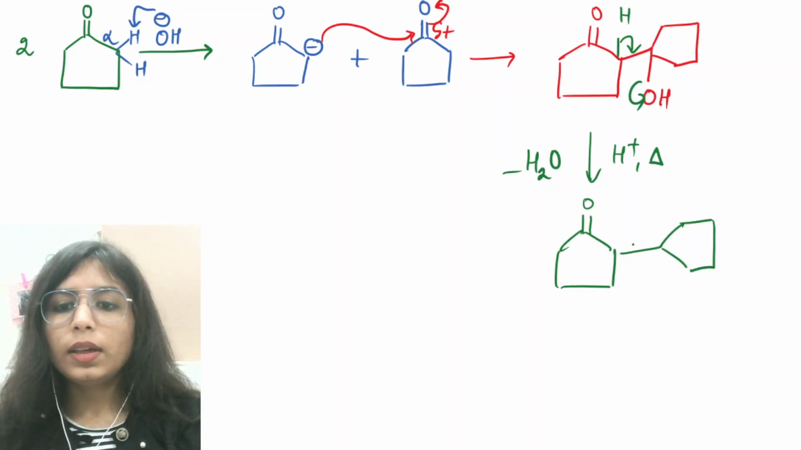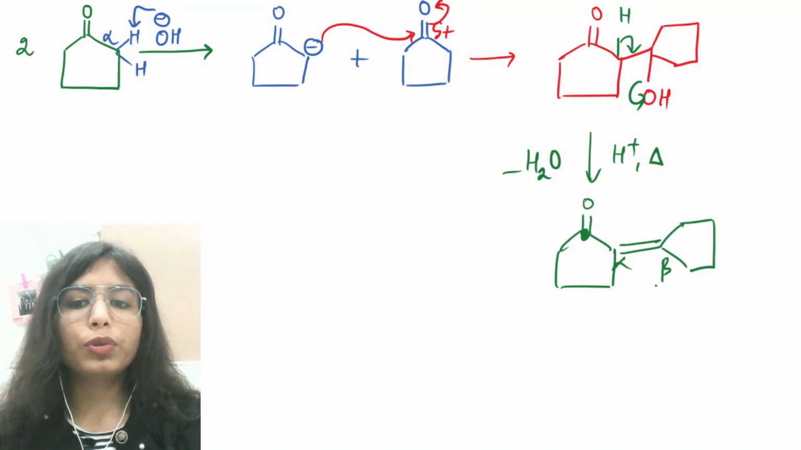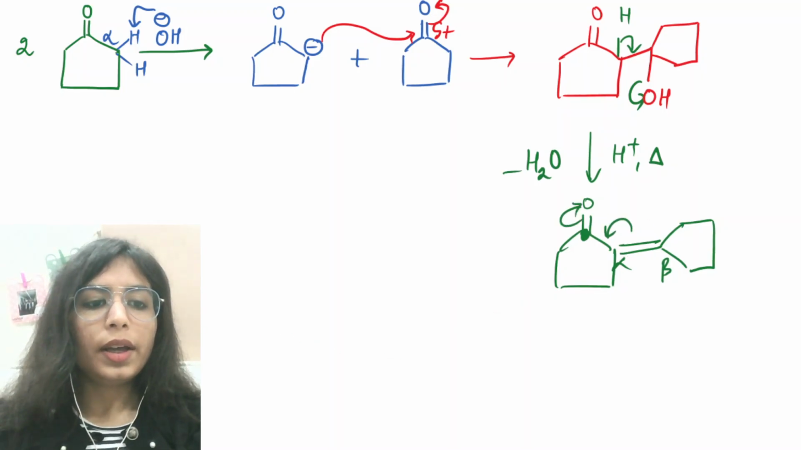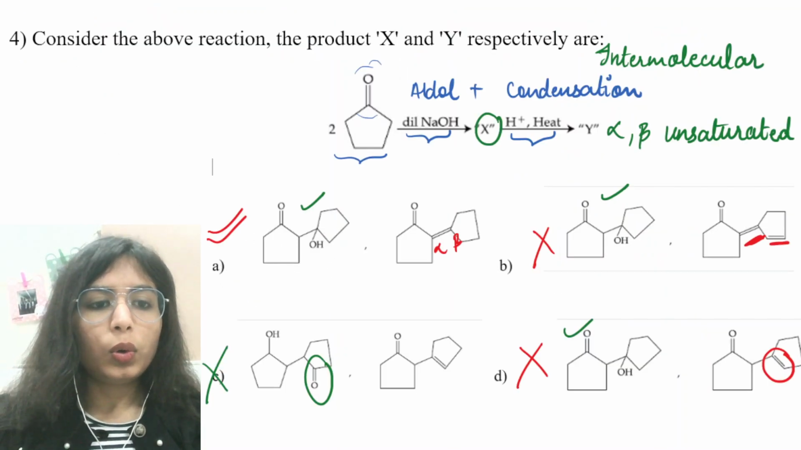So basically here this is alpha beta unsaturated compound. With respect to this carbonyl group, you have to see the alpha and beta position, and since this is conjugating in nature, so this is highly stable, right? So here the correct option would be my A part. Okay, so I hope you understood this question.